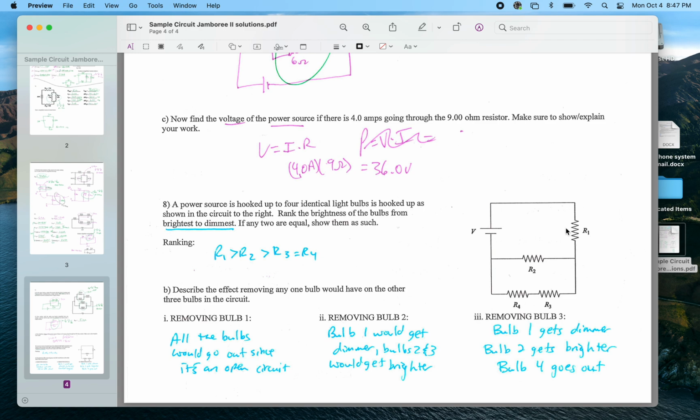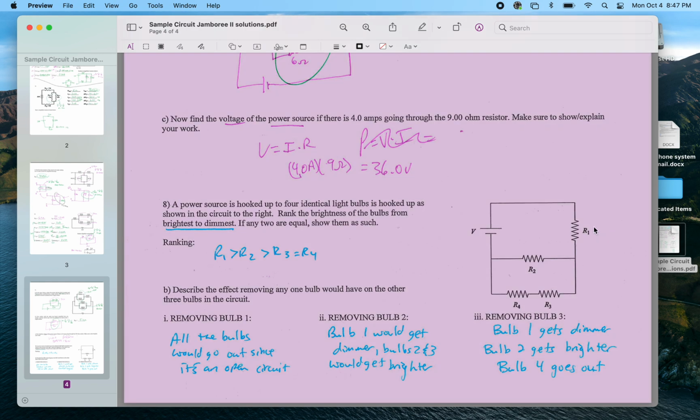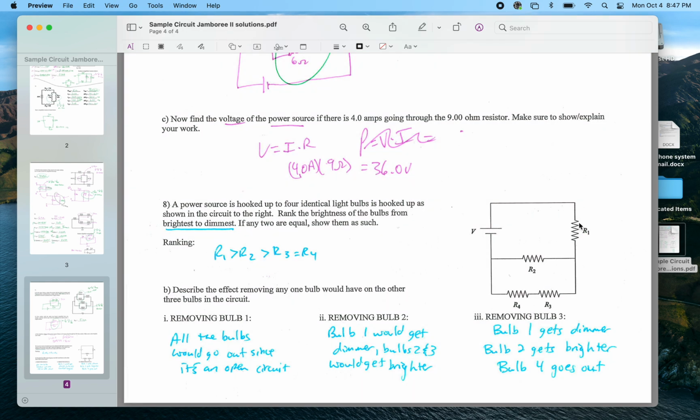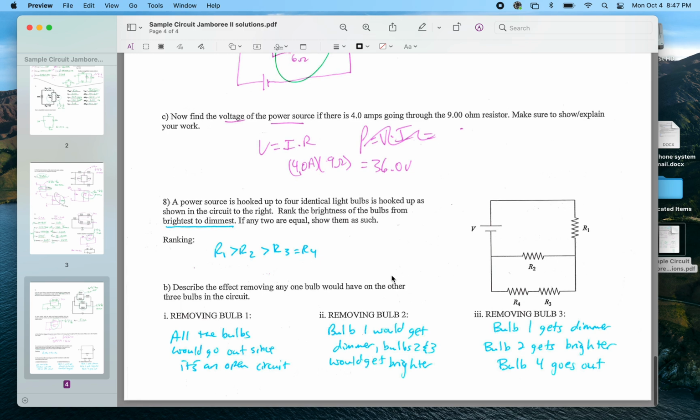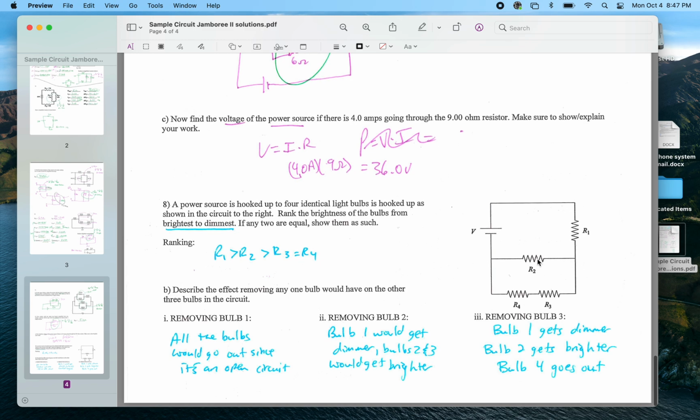If we remove bulb 1, in other words, that is just simply gone, and the circuit was open, all these would go dark because there's no path for the electricity to flow. If I simply remove bulb 2, pulled that out of the circuit, bulb 1 would get dimmer, and bulbs 2 and 3 and 4 would get brighter. Why does bulb 1 get dimmer? Well, it gets dimmer because now I'm in a series circuit, and therefore the total resistance with only one path for the charges to flow would actually increase.